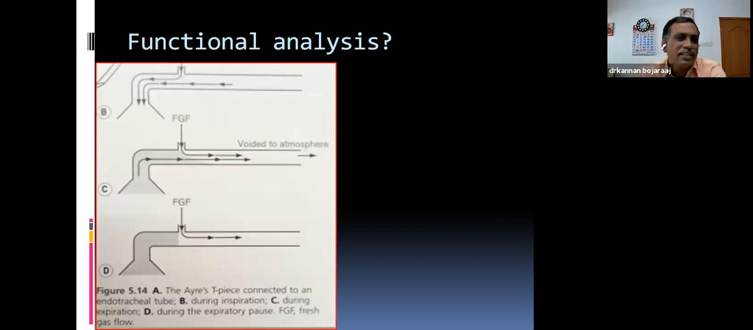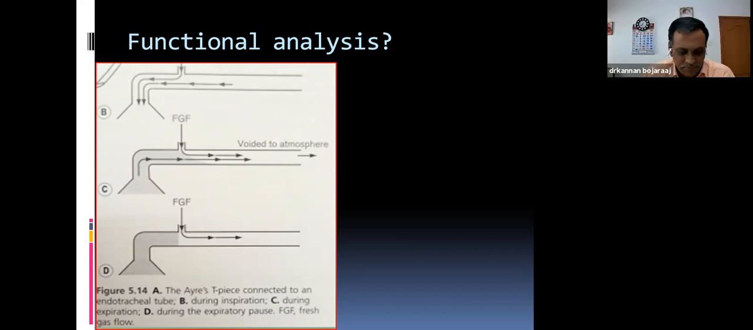Okay, what is the functional analysis? Come to this. Dhanlakshmi has to answer this. Can you describe the functional analysis in the Mapleson E system? Just 3 sentences for these 3 pictures, and I will add later.